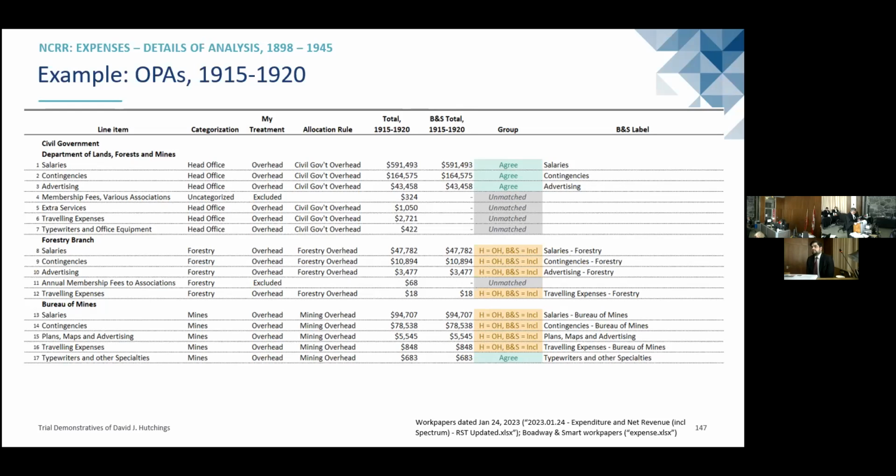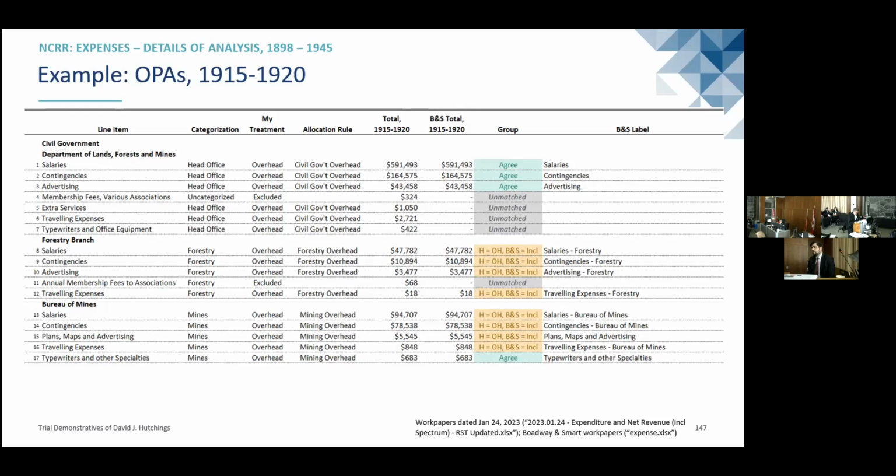Okay, so as you can see, everything in Civil Government, Department of Lands, Forests, and Mines, those first 7 rows, well, say everything. Rows 1 to 3 and 5 to 7, I treat as civil government overhead, because they're incurred in the head office: salaries, contingencies, extra services. That's as much detail as we have. Who knows what those extra services were? Traveling expenses, etc. The only one I exclude is membership fees to various associations, because joining an association doesn't lead to direct Crown resource revenues.